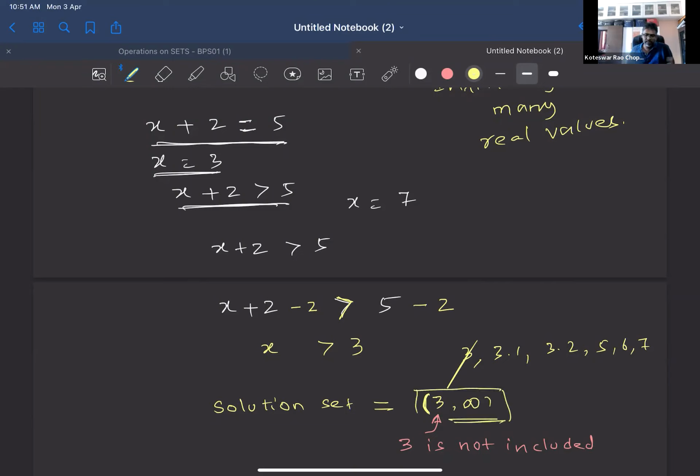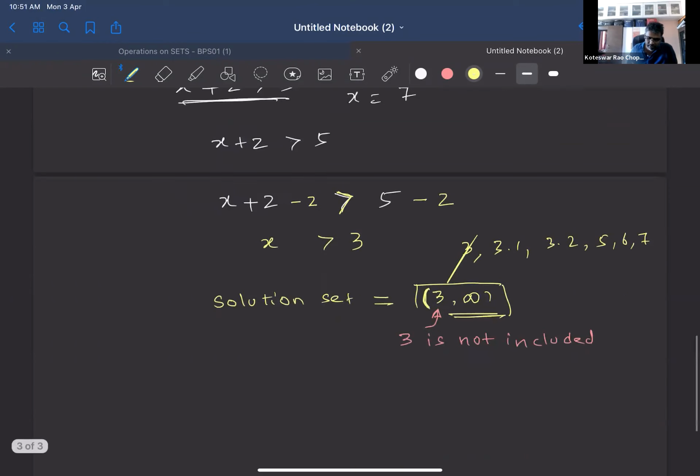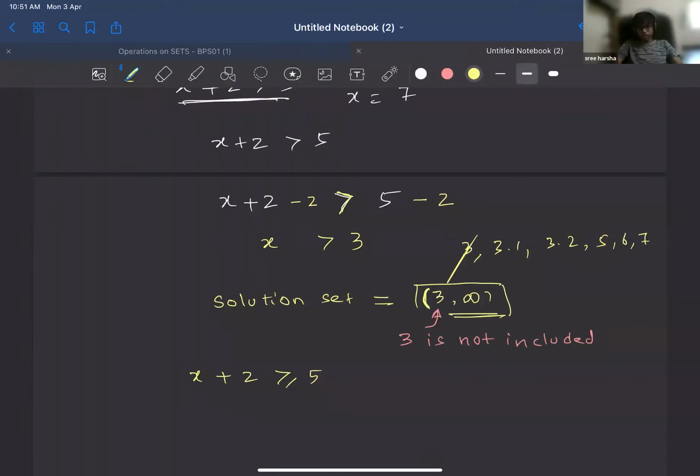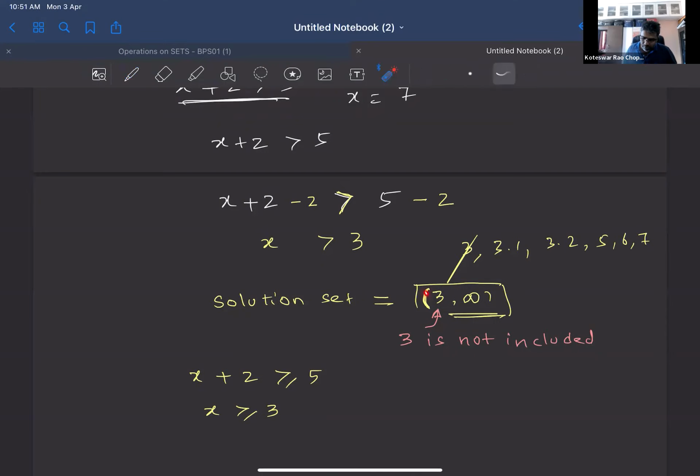Now, let's take another simple case. Instead of x plus 2 greater than 5, suppose I have x plus 2 greater than or equal to 5. In that case, 3 will also be included, so x will be greater than or equal to 3. It's a part of the solution, so 3 is also valid. In that case, instead of the open bracket, you'll go with the closed bracket. That square bracket, you can also call a closed bracket. Then the solution set will be 3 till infinity.